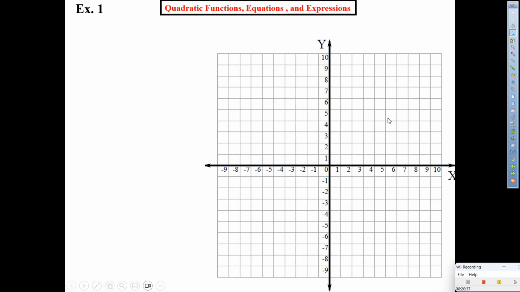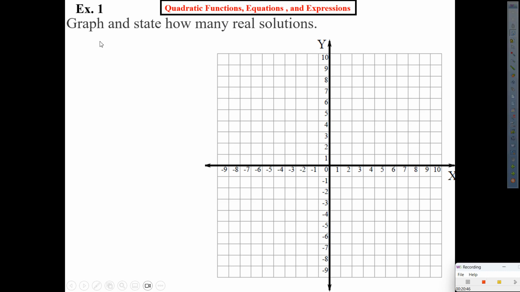On your paper, I want you to create a coordinate plane from negative 10 to 10 on the domain and range, and then write this problem on the side. It reads, graph and state how many real solutions. And we got y equals 2x squared plus 4x plus 1. I'll give you guys some time for that. Set it up. Make sure your scaling is as neat as possible.